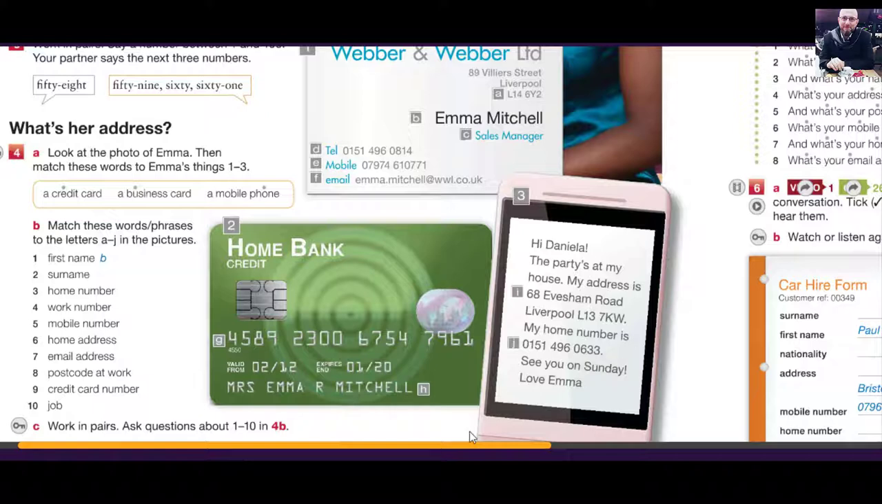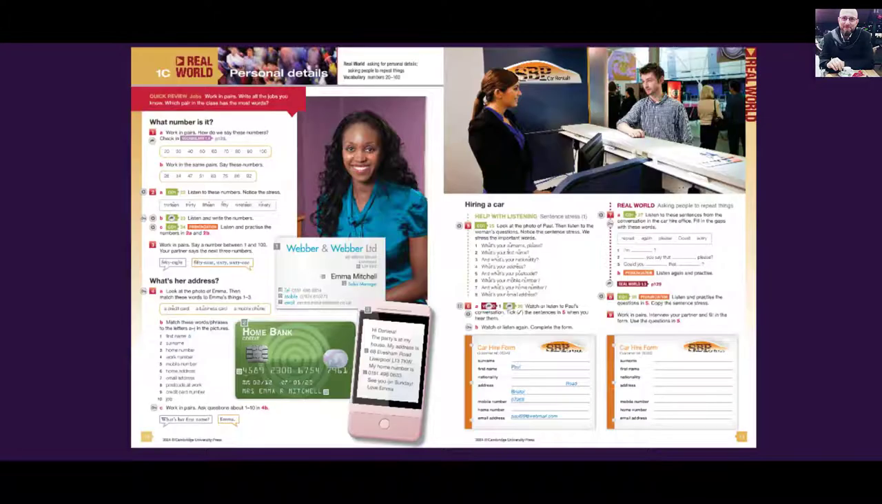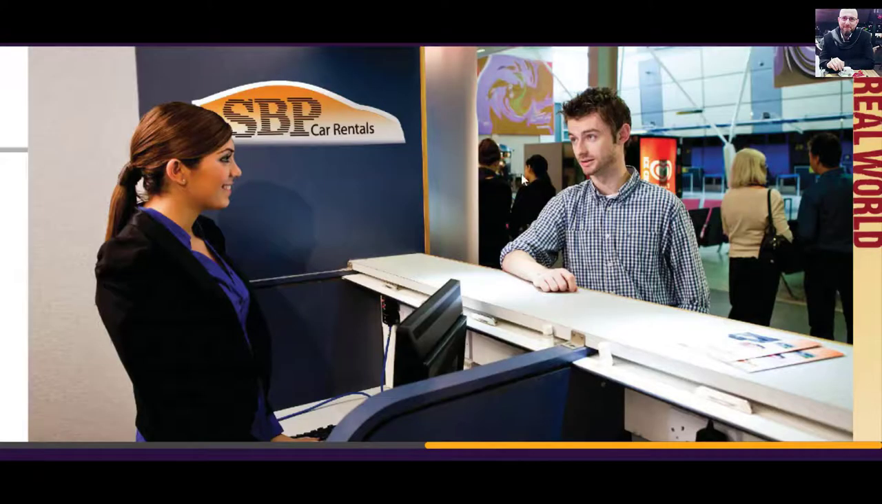Okay, so let's go to the next exercise. Okay, let's look at this photo here. Okay, where are these people? Looks like they are in, yes, in the airport. And this is an office, and this is the woman. She works in the office here. Okay, and this office is for a company for car rentals.